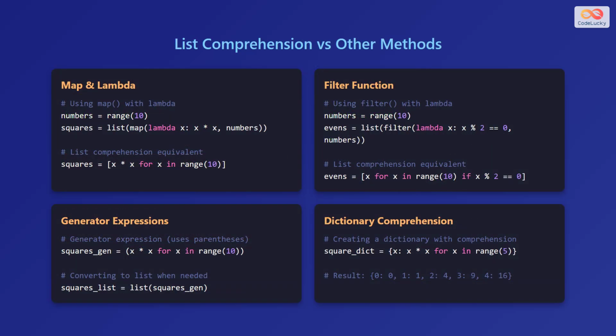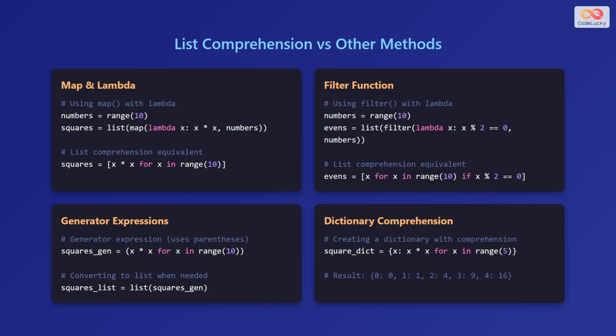List comprehensions can often replace other functional methods like map and filter, offering a more readable and concise alternative. Let's look at how list comprehensions compare to map and filter. Using map with lambda, we can square a range of numbers by writing map(lambda x: x * x, range(10)). The equivalent list comprehension is simply [x * x for x in range(10)].